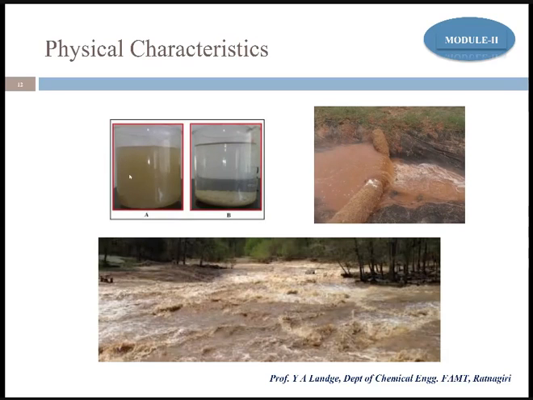We can say by the naked eye that yes, it is turbid or has high suspended solids present in it, but we don't know the quantity of it. When you are designing a plant or doing an experiment, we should definitely know the value, and that can be found with the help of an instrument or a chemical test.